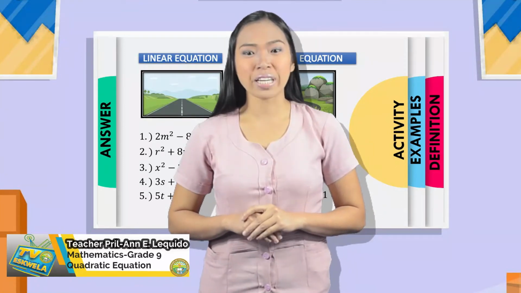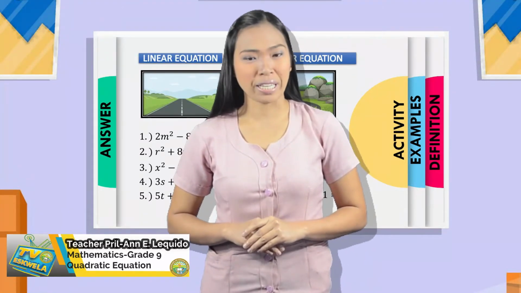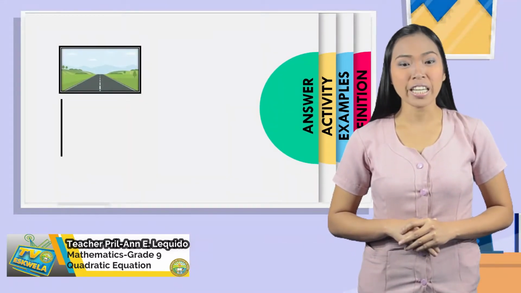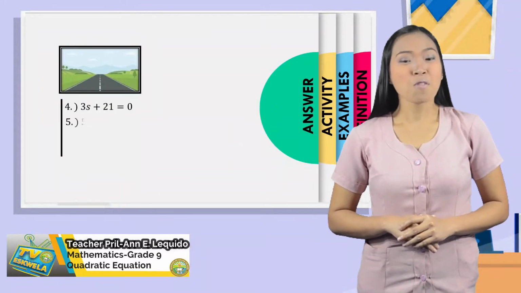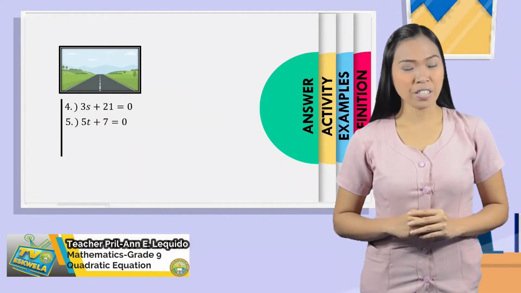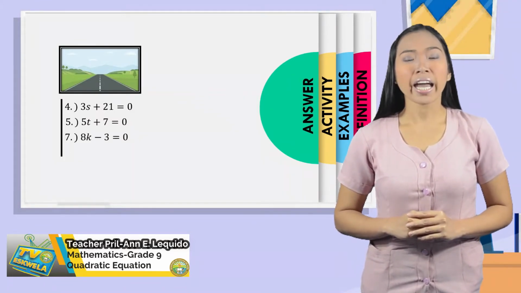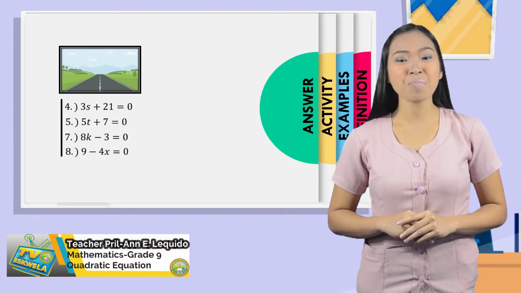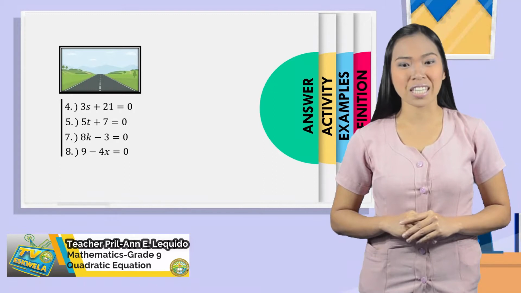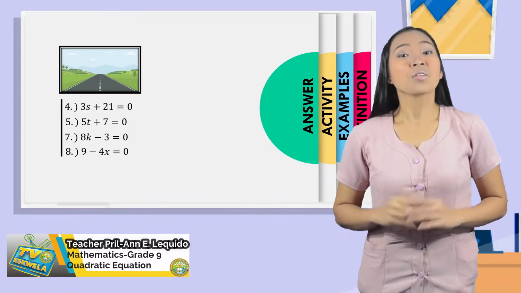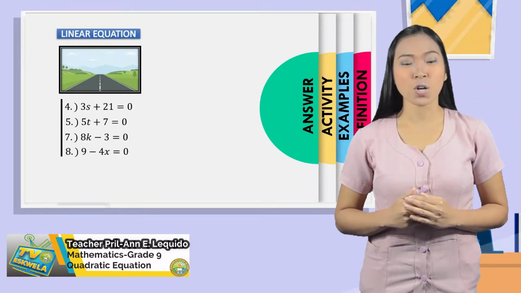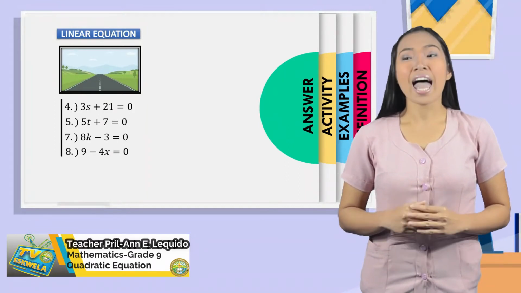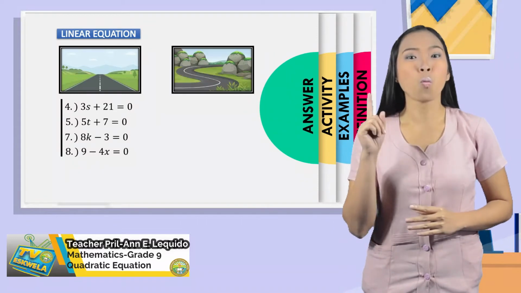Let us now reveal the right path for each of the equations. 3s plus 21 equals 0. 5t plus 7 equals 0. 8k minus 3 equals 0. And 9 minus 4x equals 0. These are the linear equations or first-degree equations since each variable has the highest exponent 1.